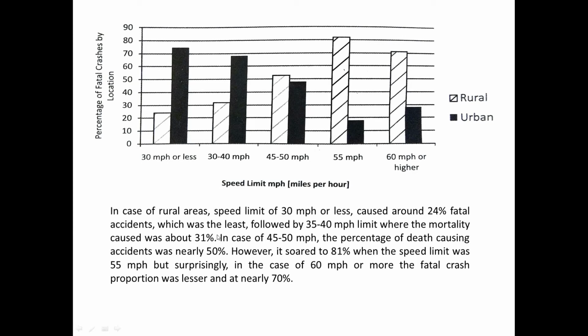In case of rural areas, a speed limit of 30 mph or less caused around 24% fatal accidents, which was the least, followed by the 35 to 40 mph limit, where the mortality rate was about 31%. In case of 45 to 50 mph, the percentage of death-causing accidents was nearly 50%. However, it soared to 81% when the speed limit was 55 mph, but surprisingly, in the case of 60 mph or more, the fatal crash proportion was lesser, at nearly 70%. So this is it. We have to just explain everything that is happening.